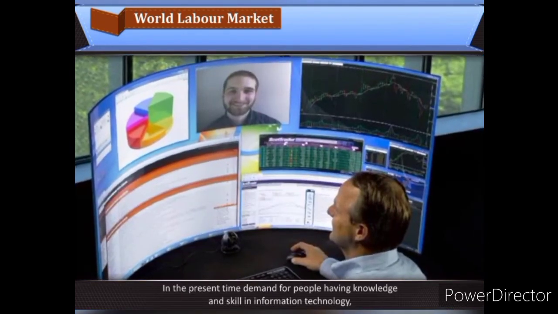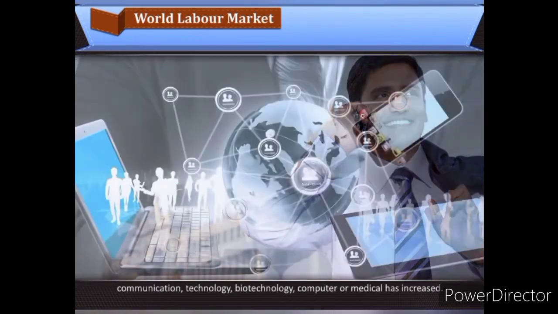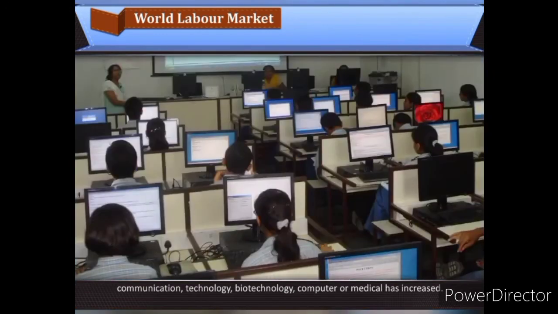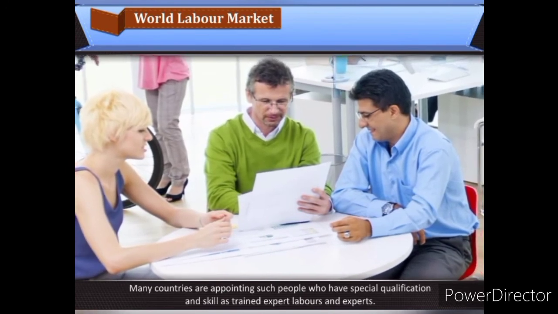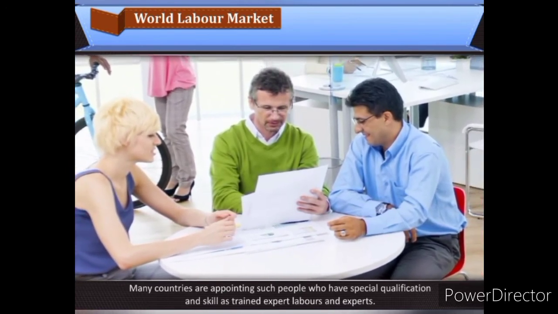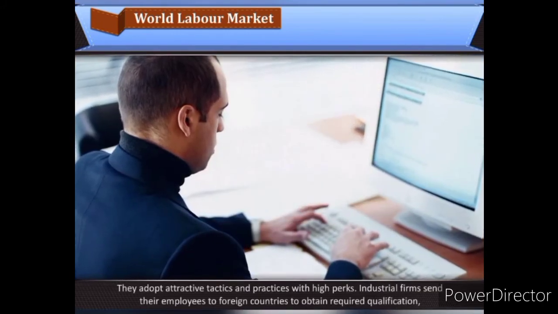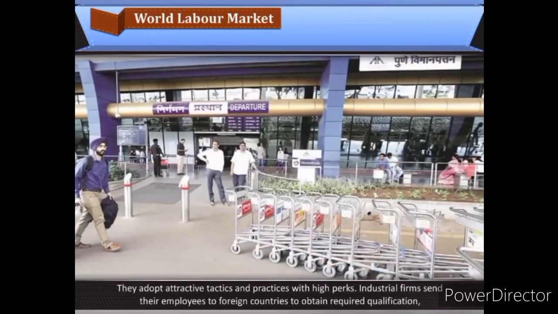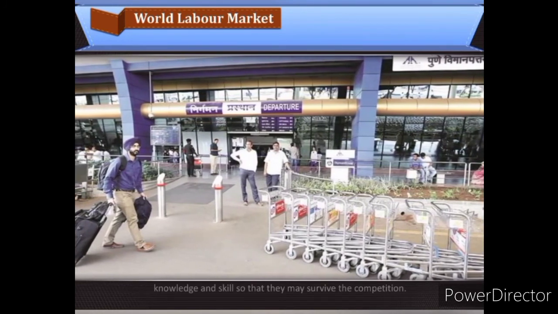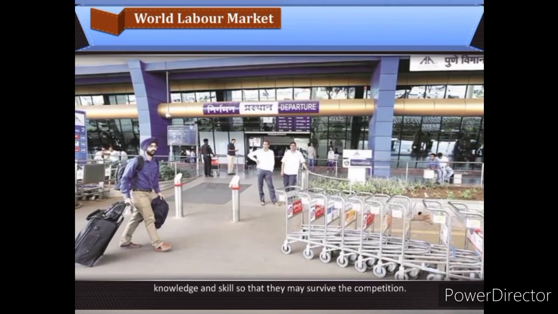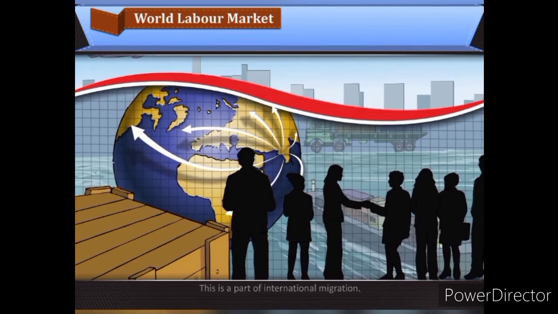In the present time, demand for people having knowledge and skill in information technology, communication technology, biotechnology, computer or medical has increased. Many countries are appointing such people who have special qualification and skill as trained expert laborers and experts. They adopt attractive tactics and practices with high perks. Industrial firms send their employees to foreign countries to obtain required qualification, knowledge and skill so that they may survive the competition. This is a part of international migration.